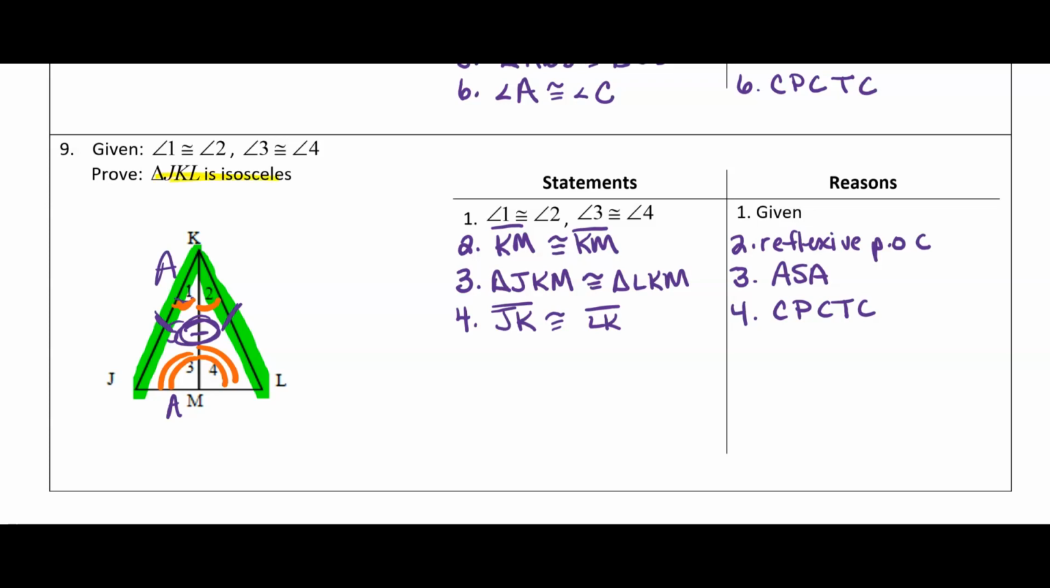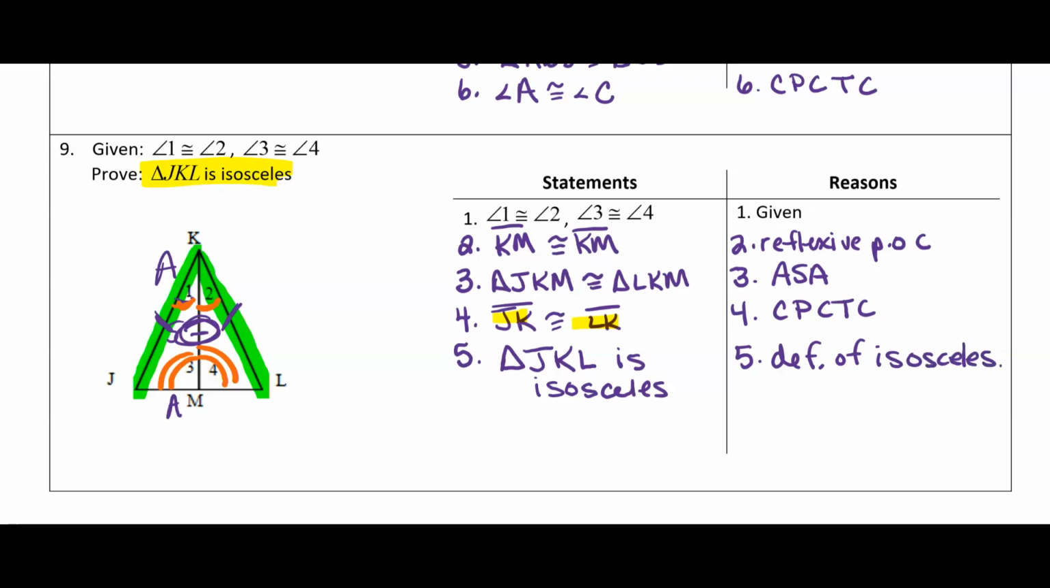And then this time, it doesn't matter. It just asks us to prove that it's isosceles. Well, if we know these are congruent, then we know it's isosceles because of the definition of isosceles. So we can simply say triangle JKL is isosceles, definition of isosceles. So this lesson basically takes everything we have studied about triangles and corresponding parts of congruent triangles and puts it together.